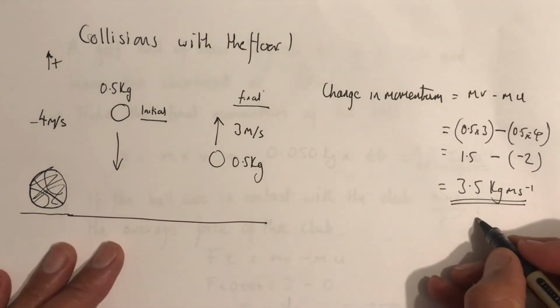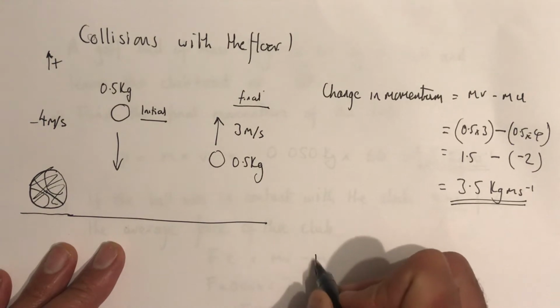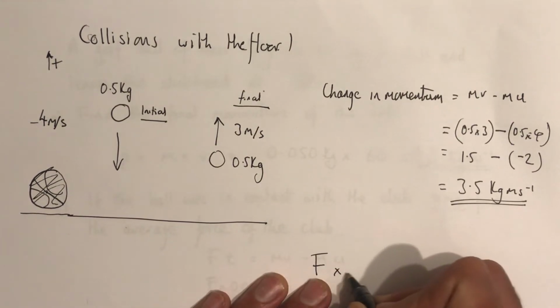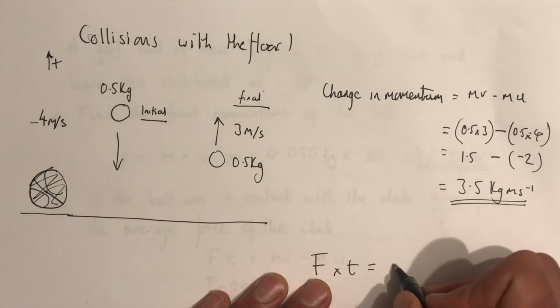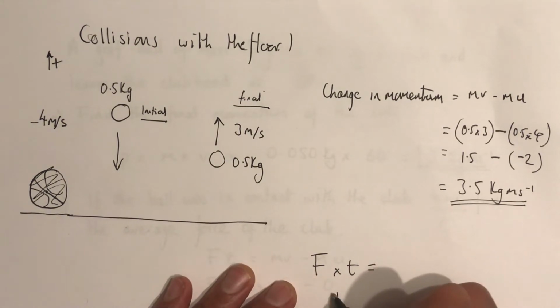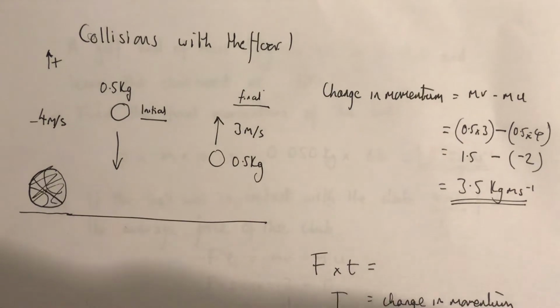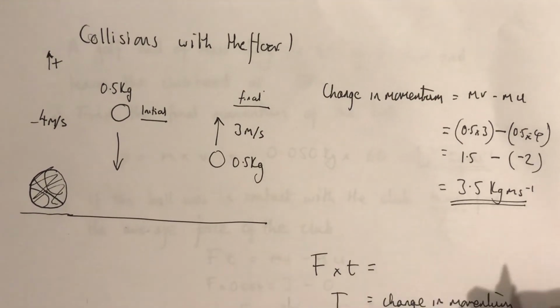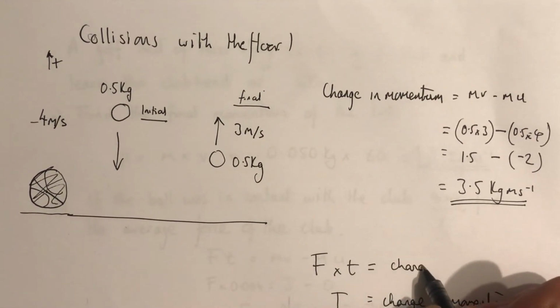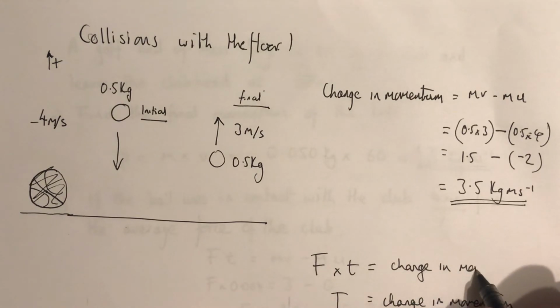And then naturally, that would lead on to the force that the floor acts multiplied by the time equals this change in momentum. So the impulse equals the change in momentum, and that would be what this went on to give us. Okay, impulse equals change in momentum.